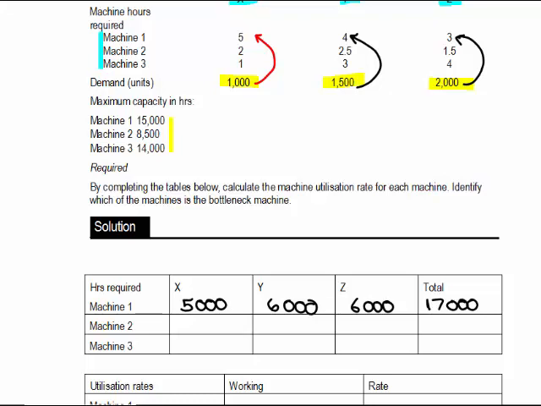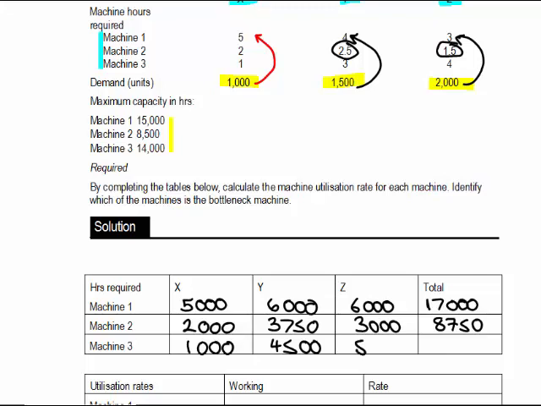If we do the same for machine 2, we've got 2 multiplied by 1,000, which is 2,000. 1,500 multiplied by 2.5, which is 3,750. And 2,000 multiplied by 1.5, which is 3,000. So machine 2 requires 8,750 hours. And then finally machine 3, we've got 1,000, there's only 1 hour there. We've got 3 hours, so that's 4,500. And then finally 8,000. So a total of 13,500 hours.